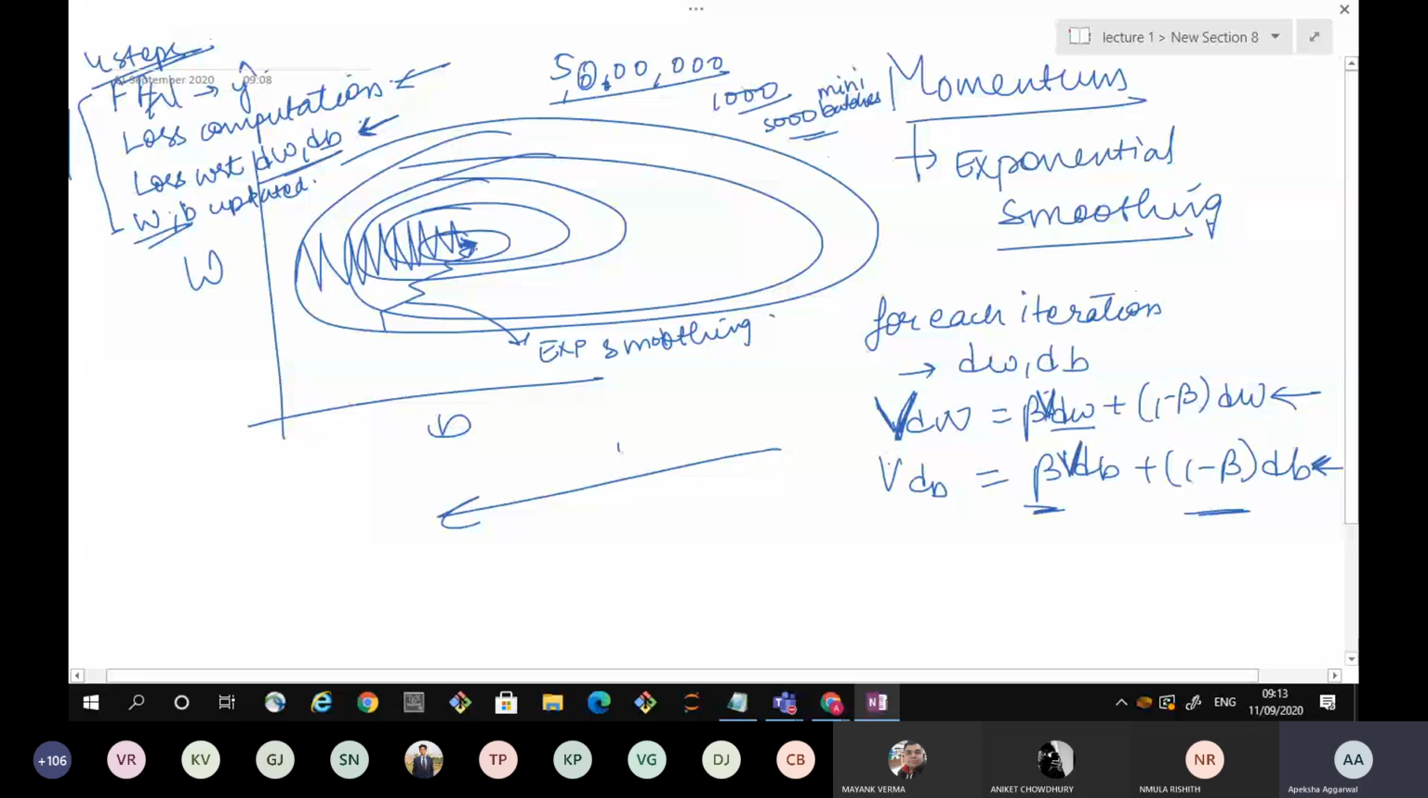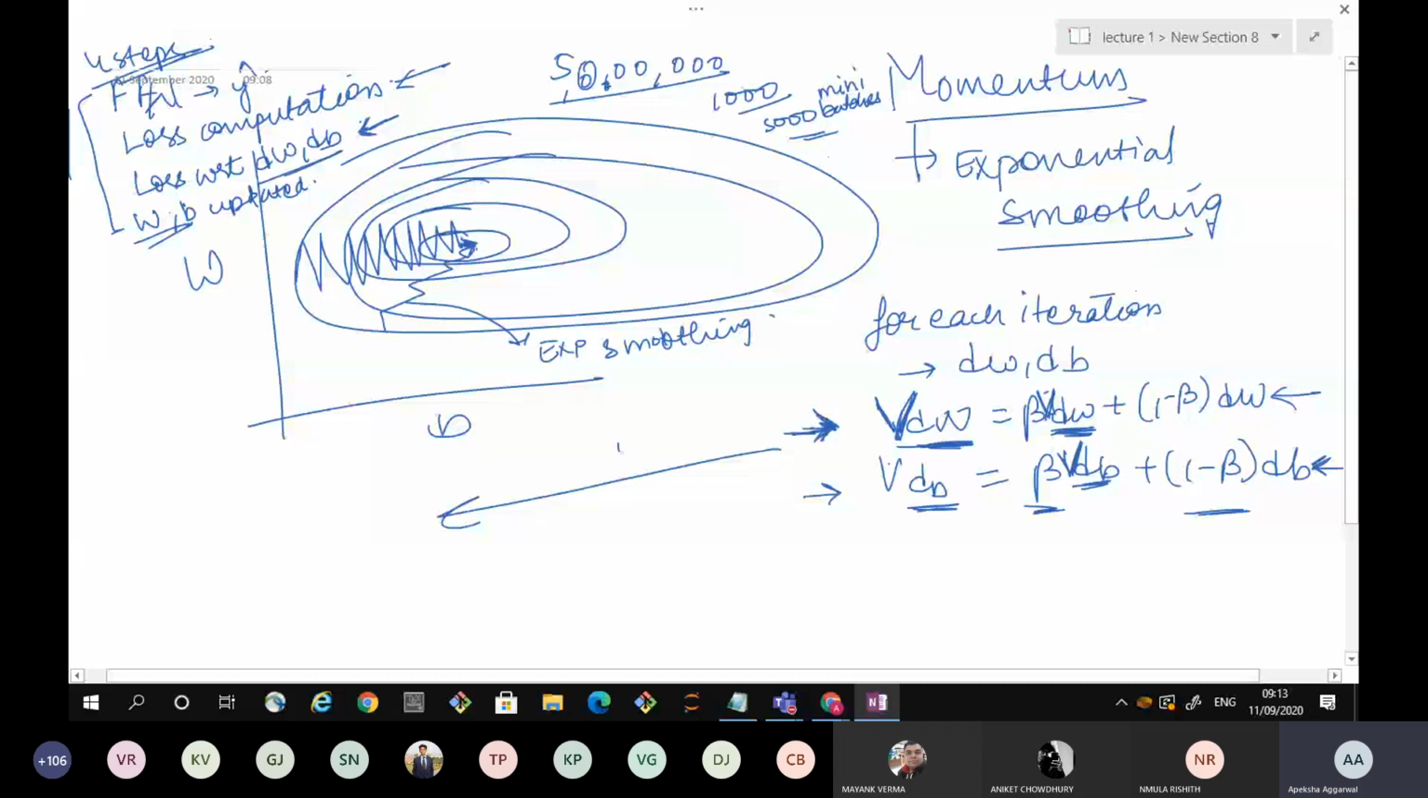We are creating a new variable v, and we are saying that we will update v, which is dependent on previous values of v, and those previous values are dependent on previous values of v, and so on. The first value of v is calculated using dw, and the second is for the next step of dw, and so on. This is the equation for exponential smoothing, which I have written in terms of dw and db. Instead of vt, I am writing vdw, and instead of vt minus 1, I am writing vdw, and so on.